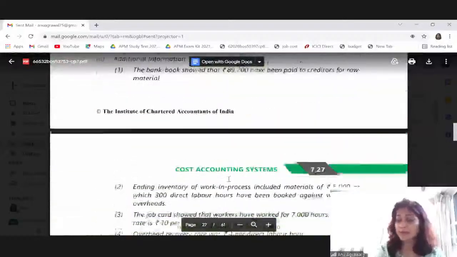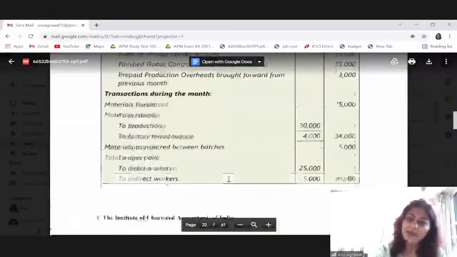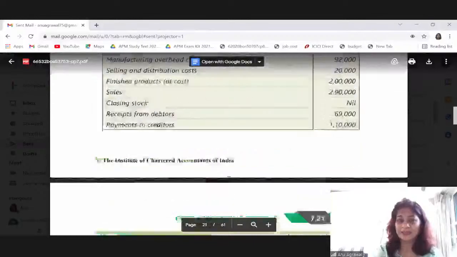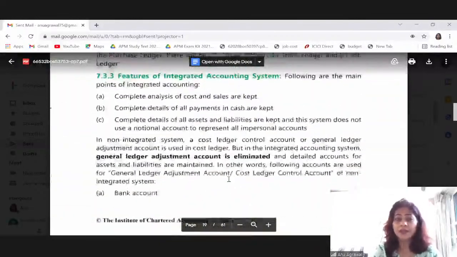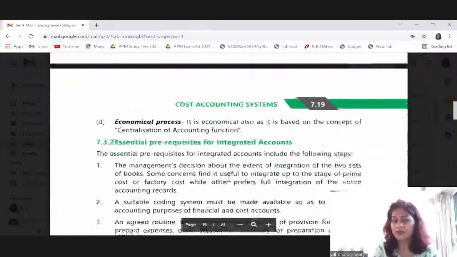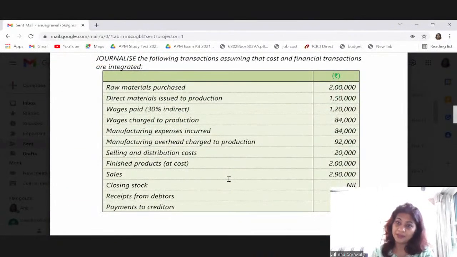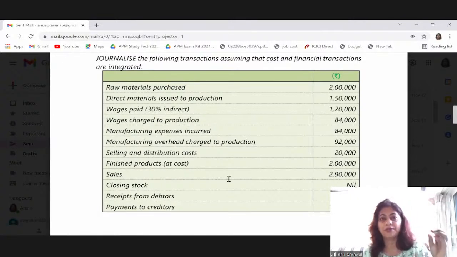So we studied about non-integrated. We tried to solve one sum of non-integrated. I had already explained to you what is going to be the difference of this integrated accounting. So today we will just be doing the sum, right? So this is integral accounting. We will be looking into the sum. The only difference between integrated and non-integrated is that in non-integrated, anything wherein I could use the word debtor, creditor, cash, bank, purchase, expense, I was not using any of those terms. I was just putting it to cost and ledger control account. The sequence was very clear.